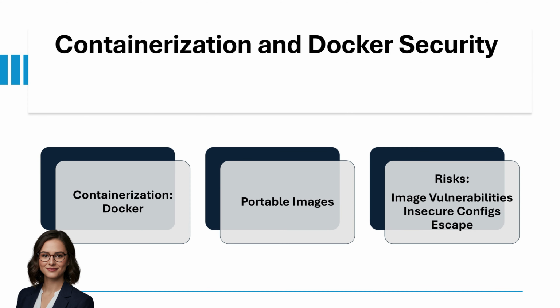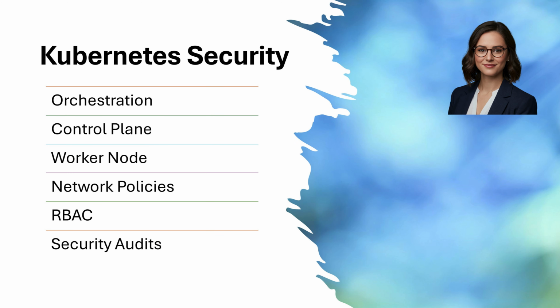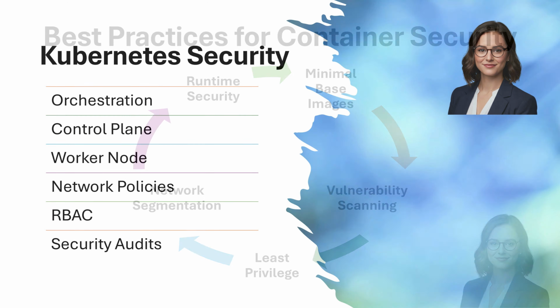Containerization, often using Docker, packages applications and their dependencies into portable images. This improves consistency but requires careful security measures. Vulnerabilities in container images, insecure configurations, and container escape are significant risks. Kubernetes, a container orchestration platform, adds another layer of complexity. Securing Kubernetes involves protecting the control plane, securing worker nodes, managing network policies, and implementing role-based access control, RBAC. Regular security audits are crucial.